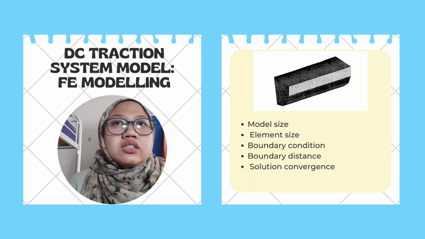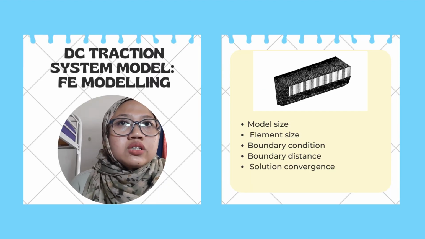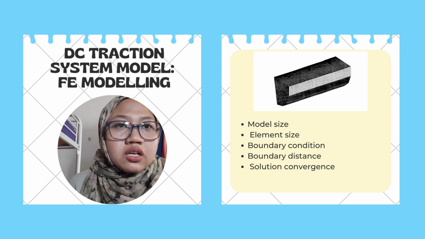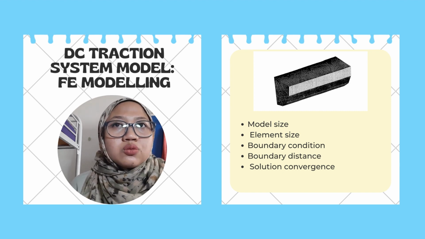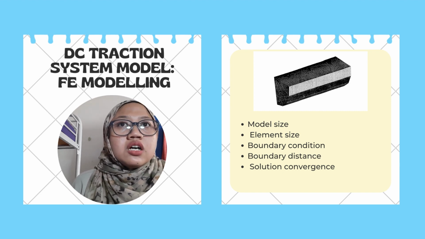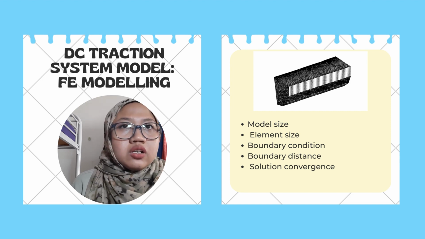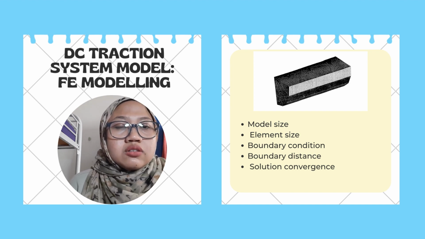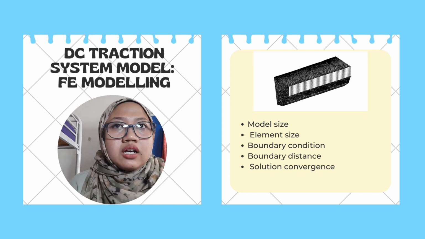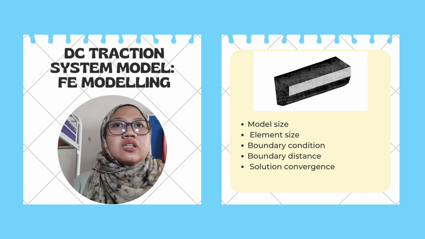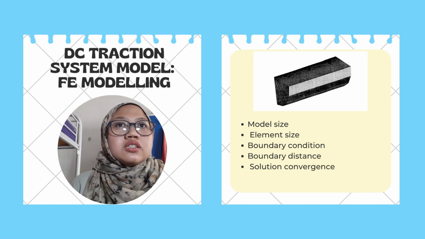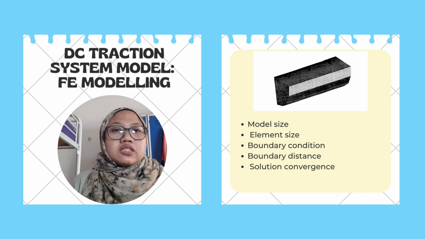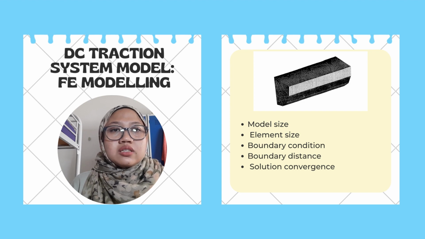Okay, finally is the finite element model, where we need to add some other considerations after doing some calculation. First is the model size, as shown in the figure. This is the mesh model of the finite element 3D DC traction model. Next consideration is the element size. Other than that, boundary condition, boundary distance, and solution convergence need to be taken into account in the process to create the 3D model of the traction system. That's all from us. Thank you for watching.